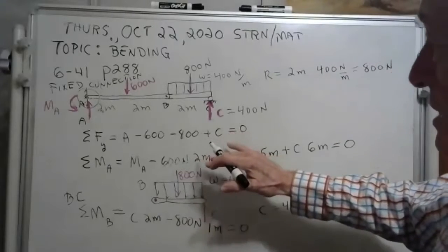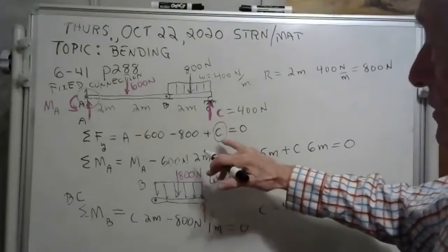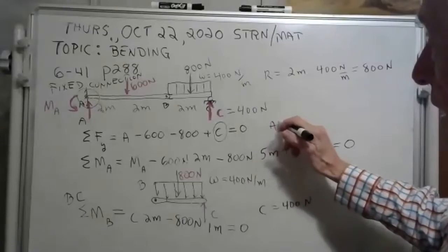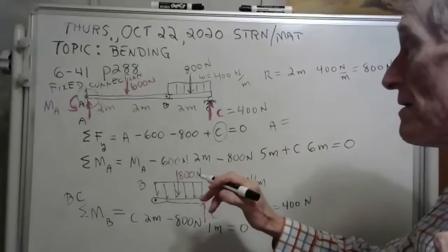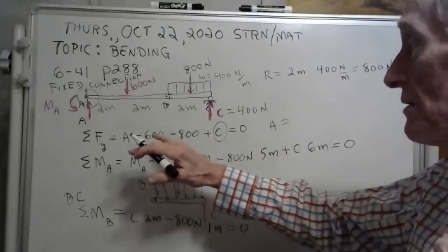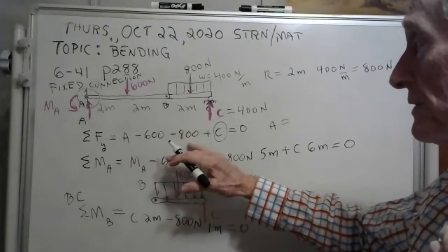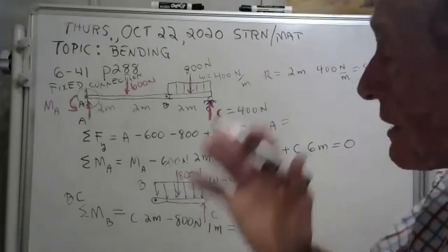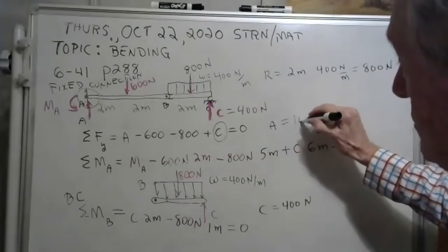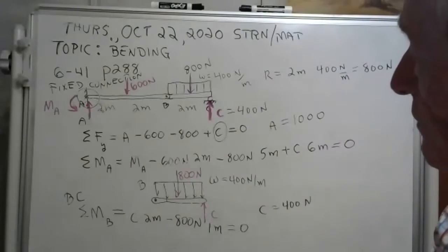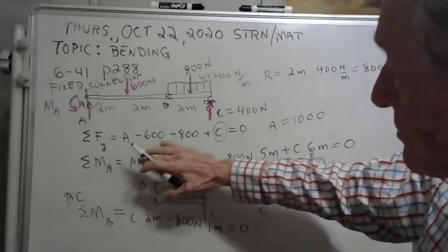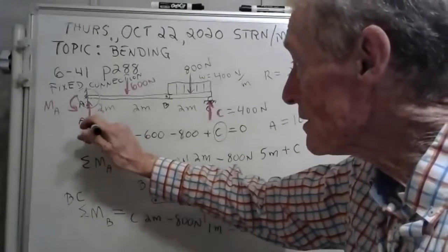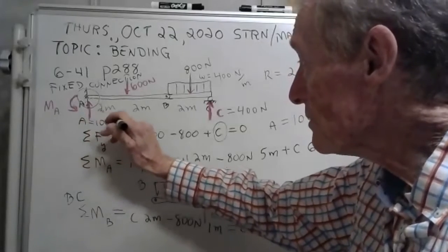Okay, well, we made a lot of progress. Now, if you know what C is, hey, we know what C is, it's 400. I can solve for A. Okay, I could almost do that in my head. 600 and 800 make negative 1400, plus C would make a negative 1,000. You know what I think? I think A is 1,000. Try it. 1,000 minus 1,400 plus 4. Yeah. We just figured out what A is. See, A is 1,000. Got it.